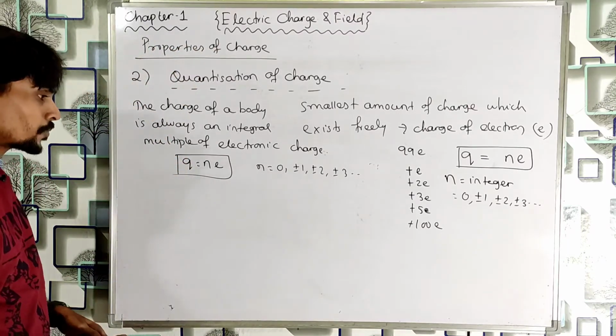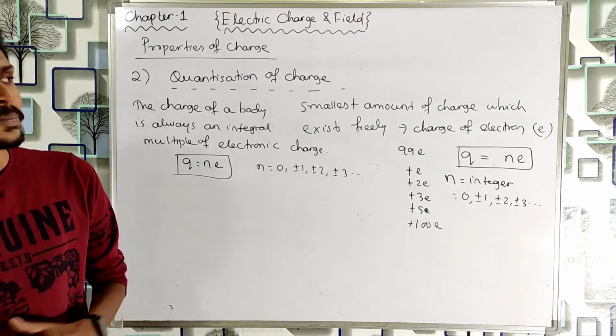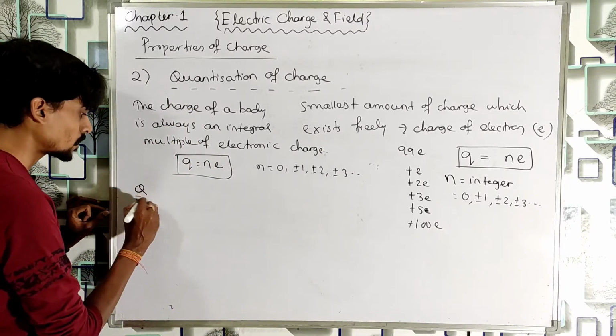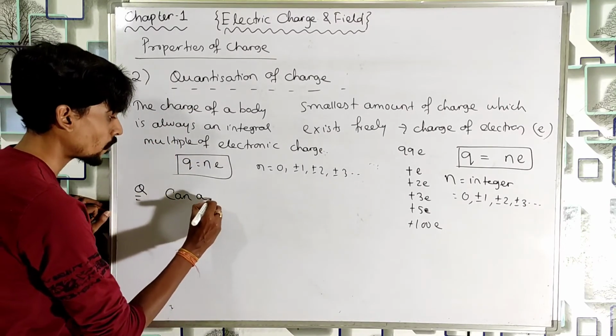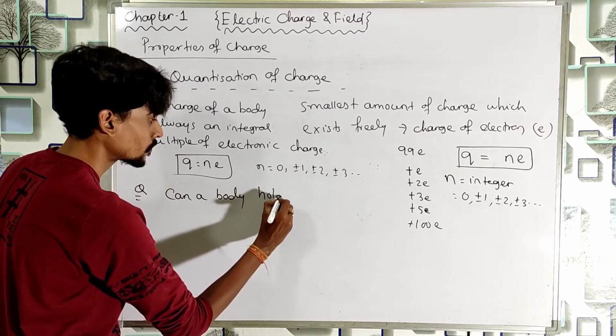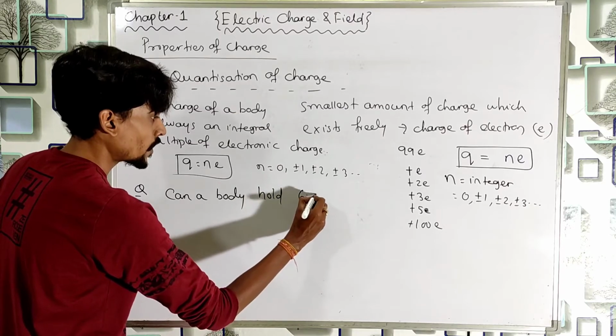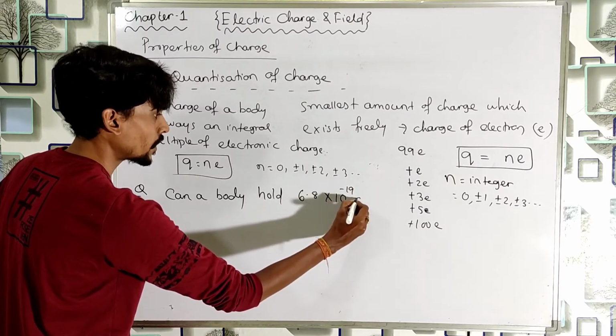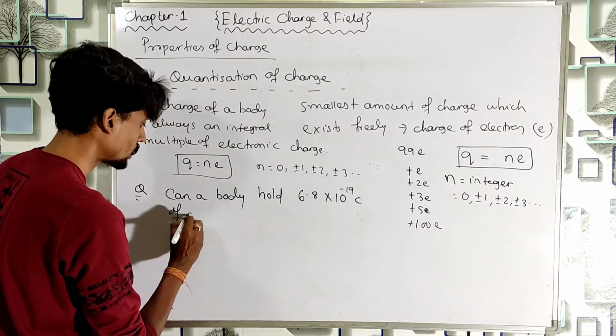Now let me ask you a question based on this concept. The question is, can a body hold 6.8 into 10 to the power minus 19 coulomb of charge?